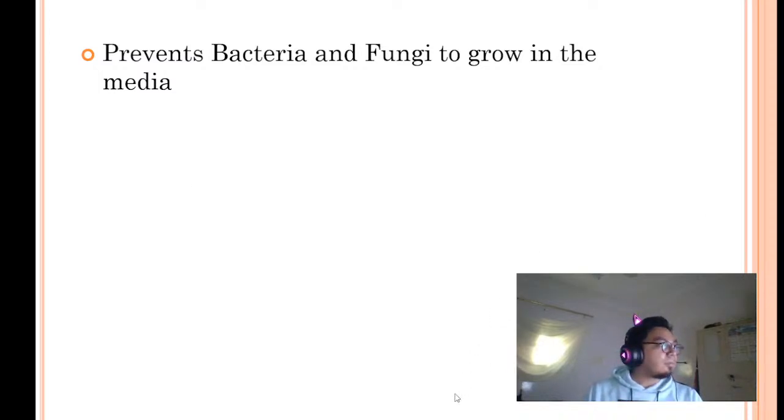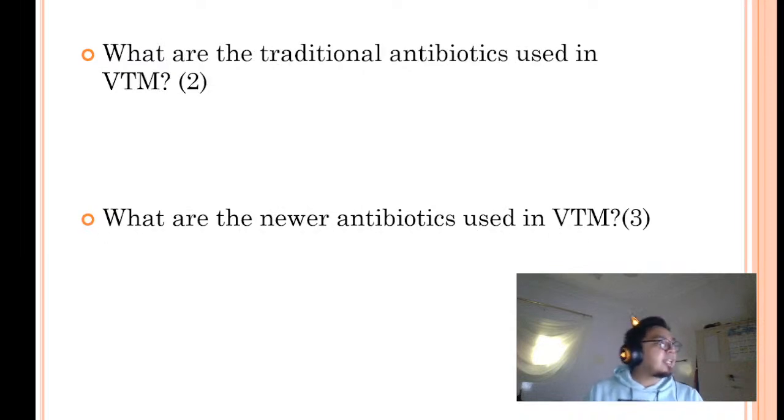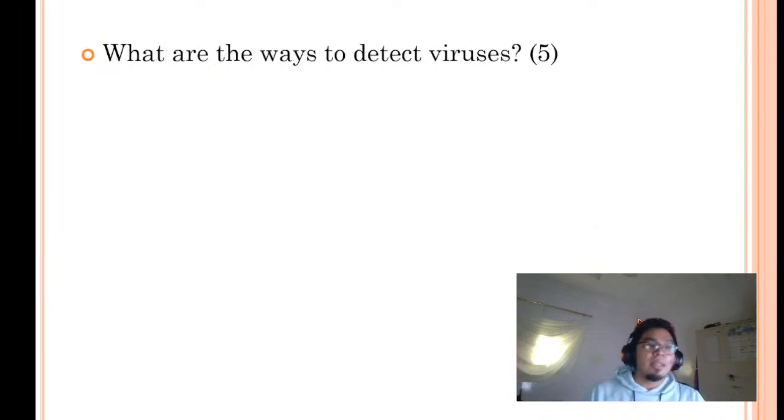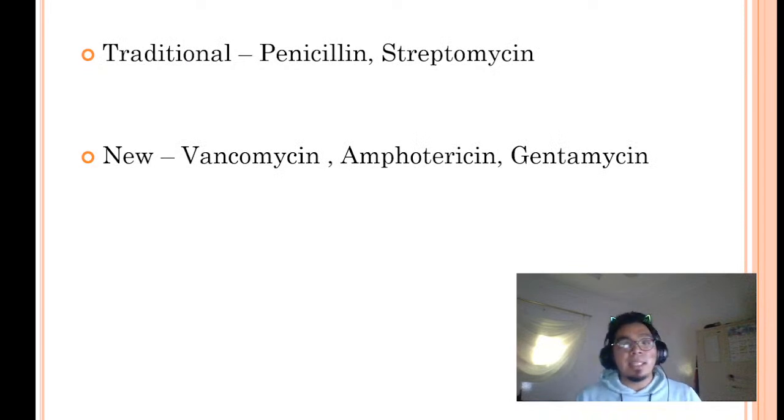Next. Next one. Malapit na guys. Don't worry. Hold on lang. Okay. Traditional antibiotics used in culture media and viral transport media. Traditionally, we used to add penicillin and streptomycin, but nowadays we use different types of broad spectrum and narrow spectrum antibiotics, which are vancomycin, amphotericin, and gentamicin. All right, we'll talk about these antibiotics later on when we discuss bacteriology.